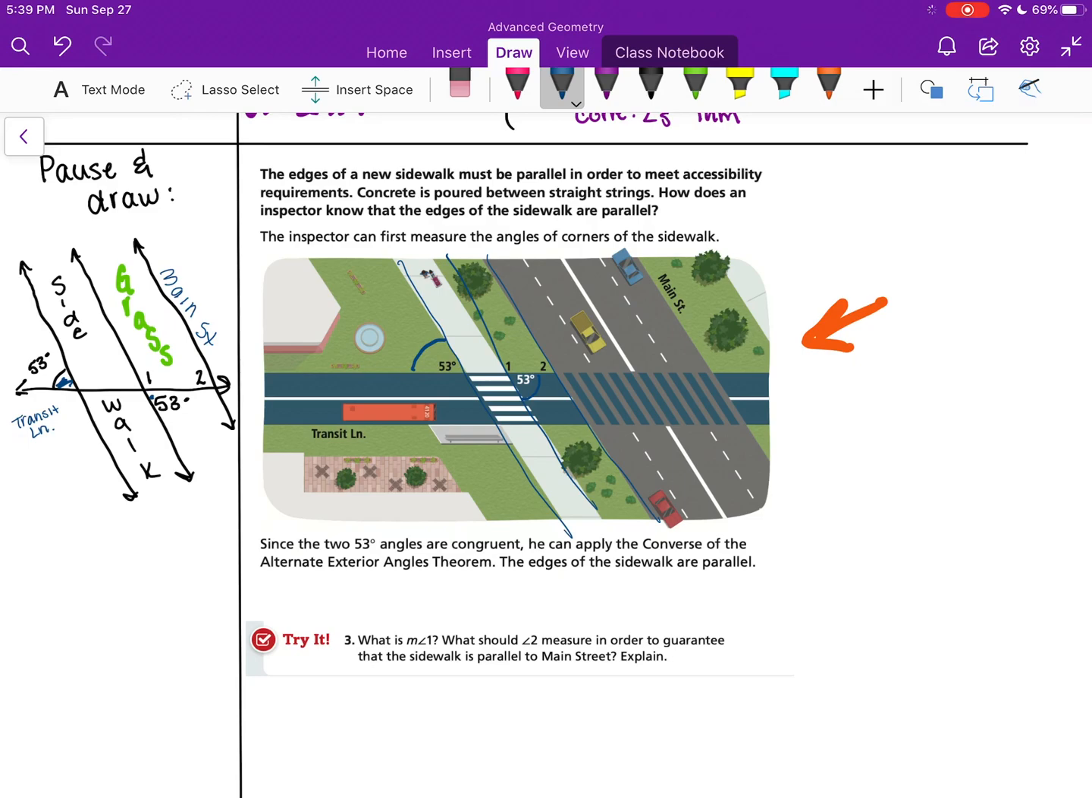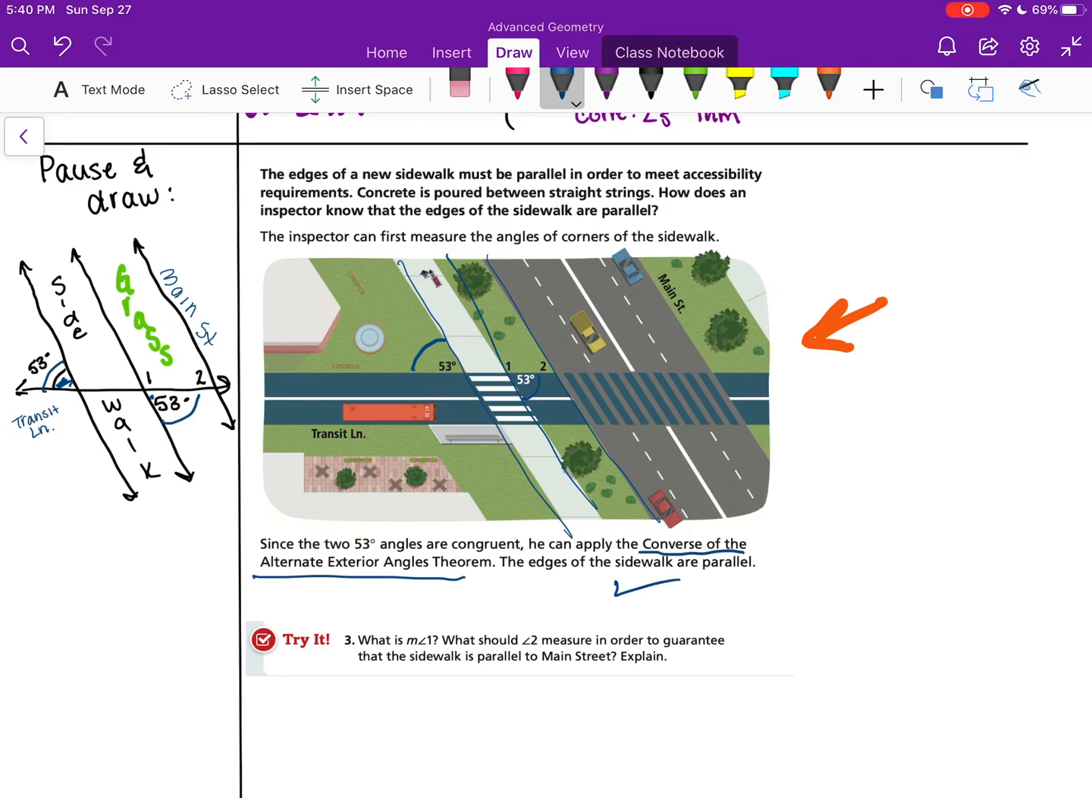Now if you think about the horizontal line as our transversal, then those two 53 degree angles are alternate exterior angles. The converse of the alternate exterior angles theorem tells us that if alternate exterior angles are congruent, which here they are, exterior being outside the parallel lines and alternate being on opposite sides of the transversal, then the lines are parallel. So that proves that the sidewalk edges must be parallel.